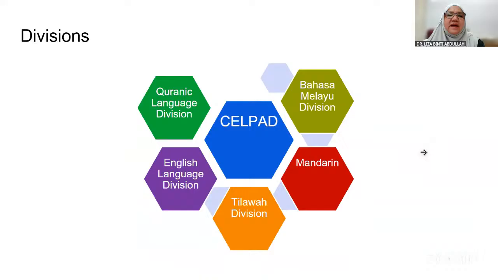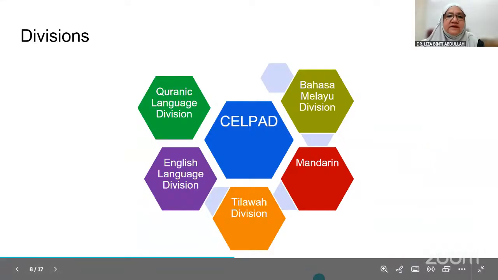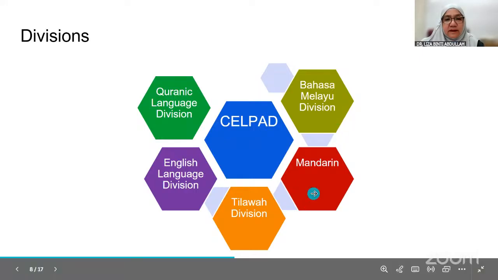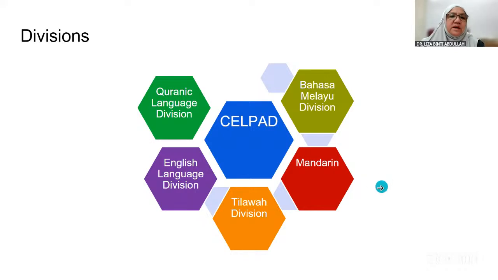Next, let me go through the divisions in CELPAD. In CELPAD, we have five divisions. The biggest division is the English Language Division. The second one is the Quranic Language Division, in which they teach Arabic. And we have Bahasa Melayu, Tilawah, and a small unit of Mandarin. So at this point we have five different divisions under CELPAD, inshallah.